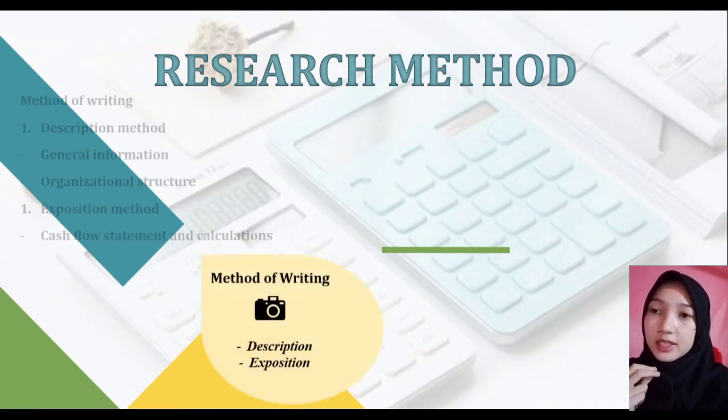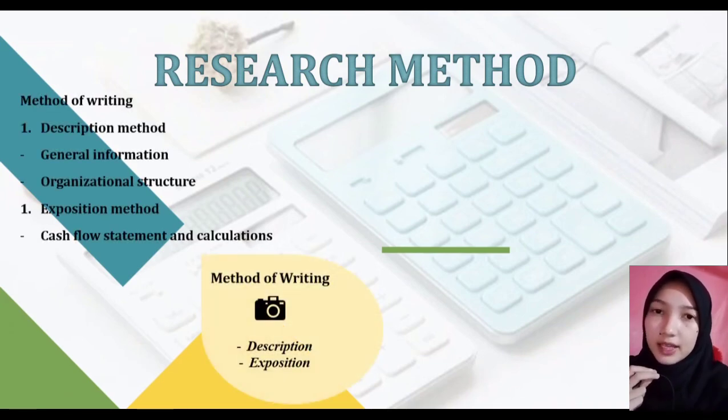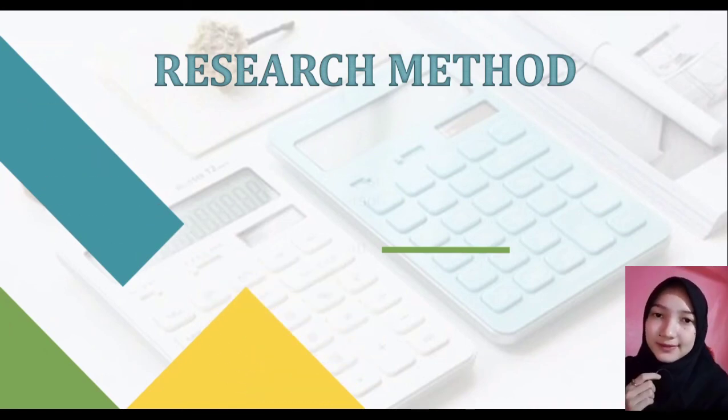And the third is method of writing. In this research, I used description method and exposition method as a method of writing. Number 1 is description method. The data that I use in this writing method is general information and organizational structure. Number 2 is exposition method. The data that I use in this writing method is cash flow statement and calculation.